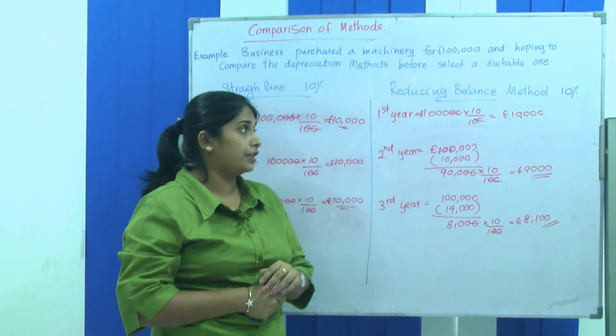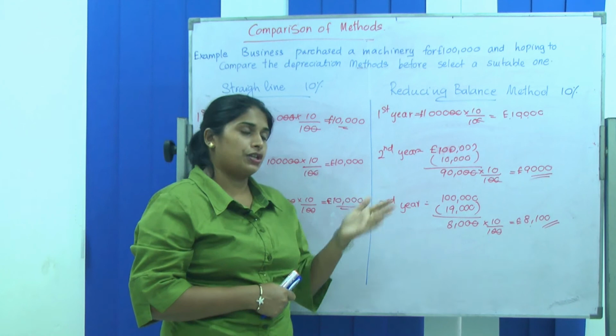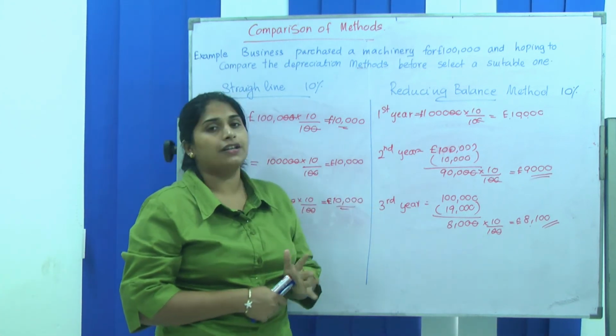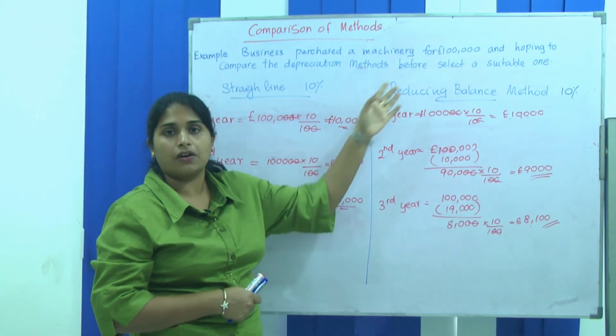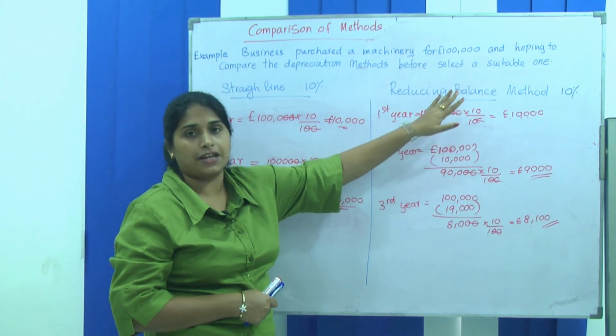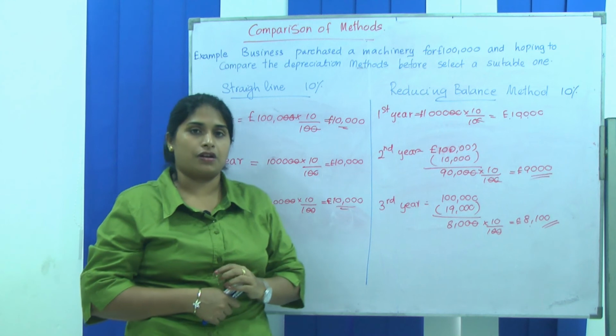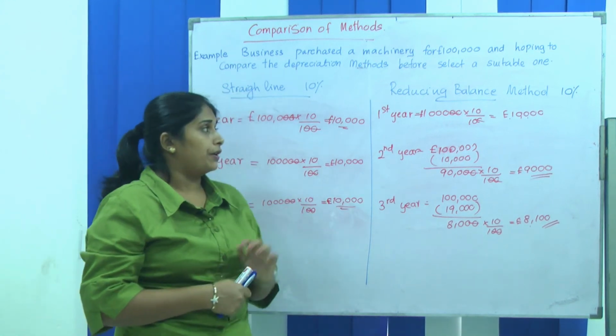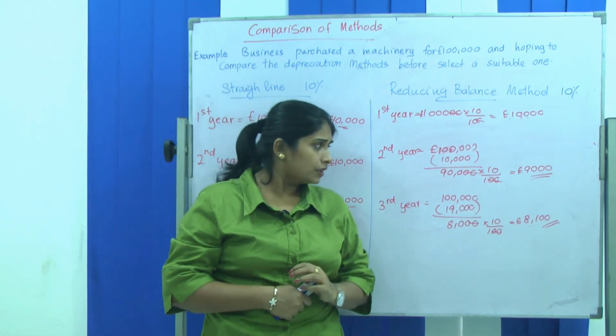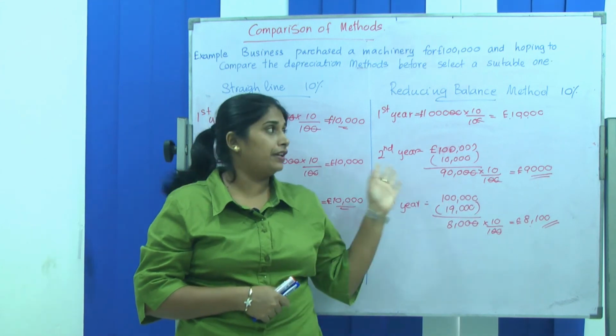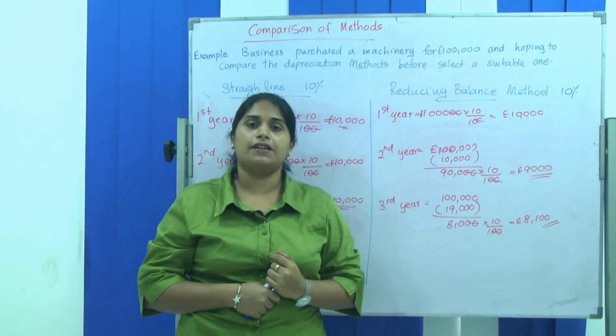All this has been given in the assignments. So just memorize. When you are recording 10,000, it will be recorded in the income statement as an expense, and it will be credited to the provision for depreciation account. Okay, so I hope you understood. Go revise this, and I'll be teaching you all the disposal of an asset in the next video.